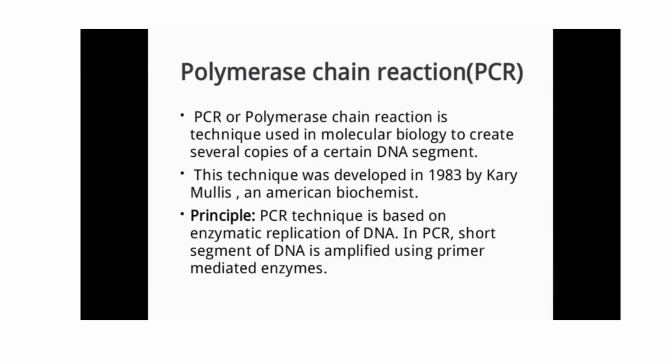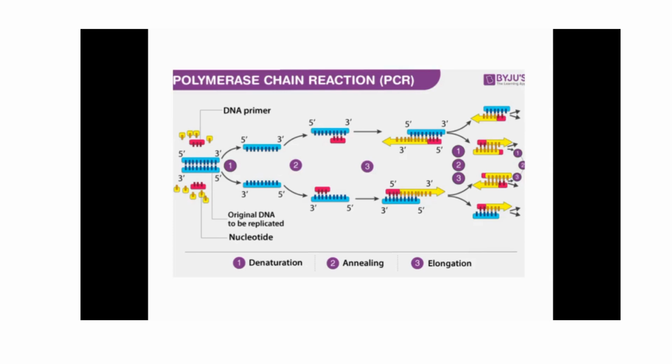PCR, polymerase chain reaction, is a technique used in molecular biology to create several copies of certain DNA. It was discovered by Kary Mullis. Its principle is based on enzymatic replication of DNA. It has the following steps: denaturation, annealing, elongation. Firstly, double-stranded DNA is converted to single-stranded DNA, and a primer is added at the 3' end to elongate the strand by DNA polymerase adding nucleotides.